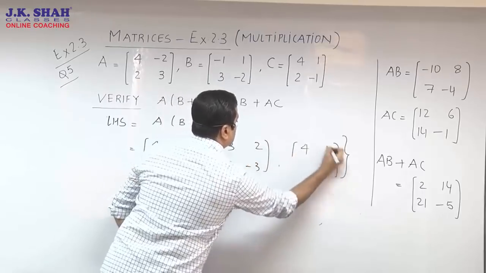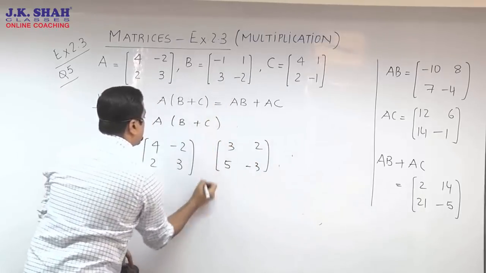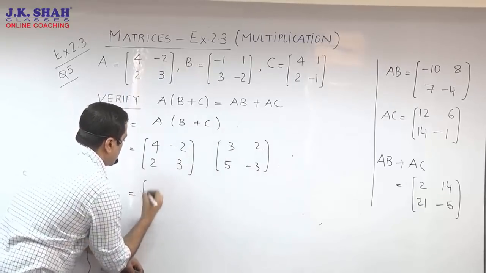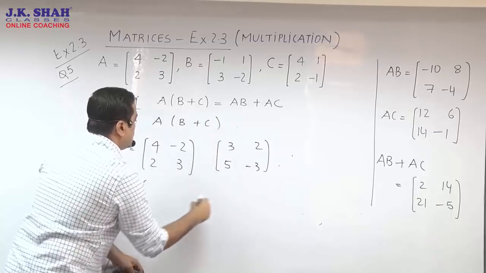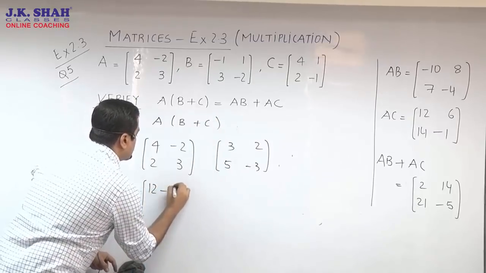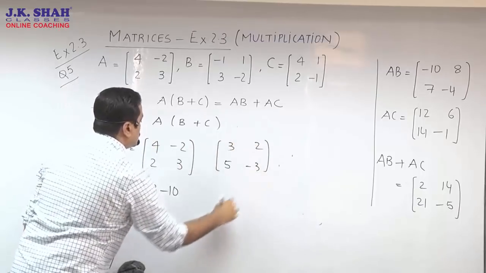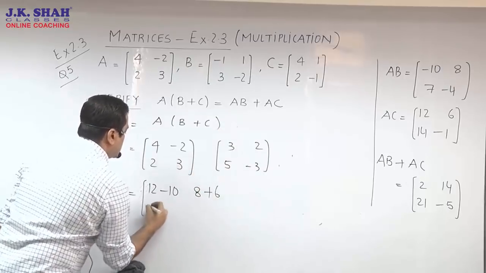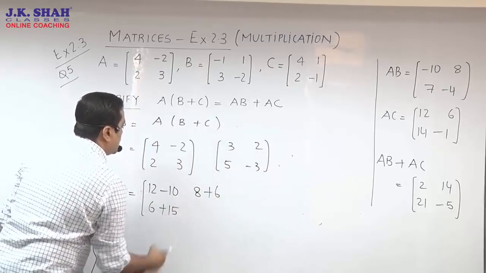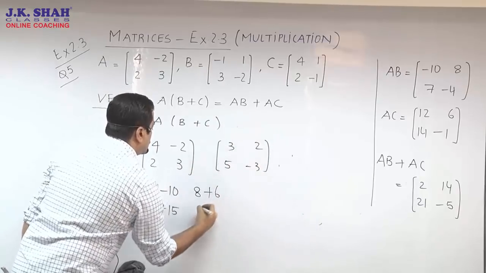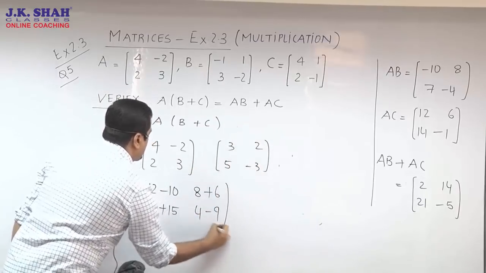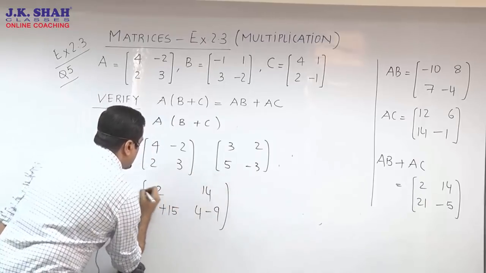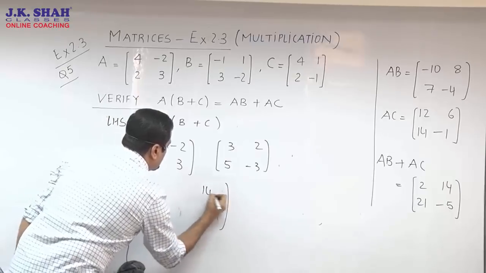So that matrix is gone. And I'll dissolve my curly brackets also. Now you must have gone for multiplication. So let's see whether the answer matched or not. R1 C1. So it's going to be 12 minus 10. R1 C2, 8 plus 6. R2 C1, 6 plus 15. And R2 C2, 4 minus 9. So that's going to be 2. That's going to be 14. That's going to be 21 and that's going to be minus 5.